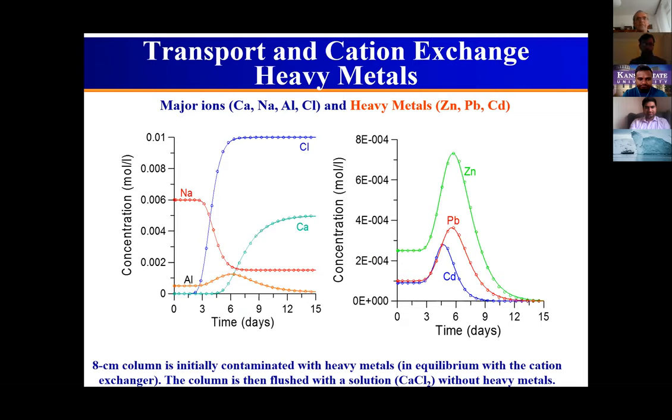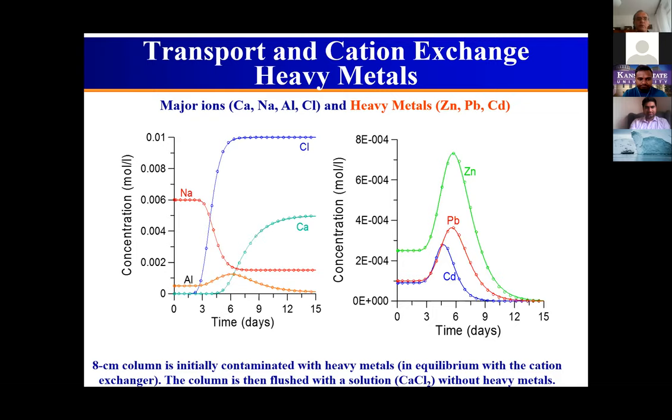I have here one simple example on which I demonstrate this. Imagine that you have initially a soil profile which is contaminated with heavy metals, such as zinc, lead, and cadmium, and then you flush that profile with a solution of calcium chloride, so without heavy metals. So you are replacing heavy metals in the exchange complex by calcium, and basically you are reclaiming that soil, right?